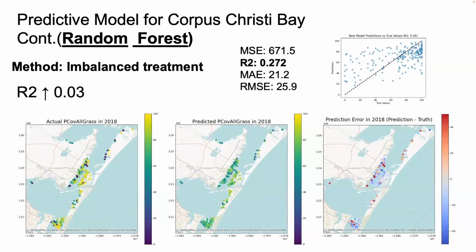The imbalance treatment method actually did improve the predicted percent coverage of all grass in 2018. Those same darker color locations of seagrass actually got a little bit lighter in this map. This shows that the accuracy has changed a little bit, but it's still not proficient enough to actually make reasonable predictions.